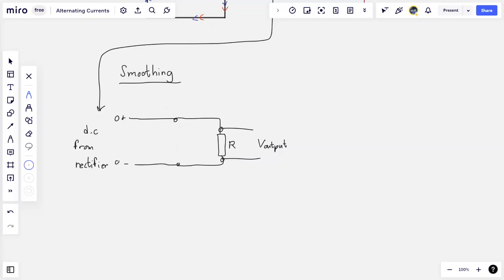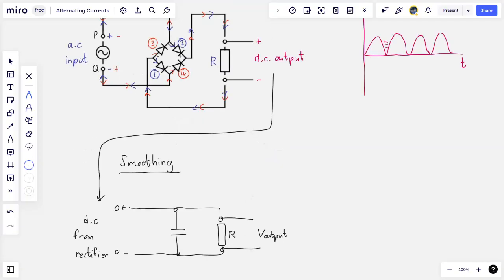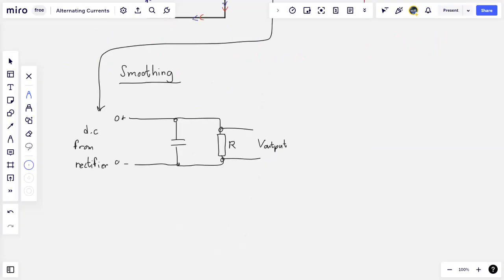I'm going to connect a capacitor across the resistor. So I take this circuit, I look at the DC output, across there I connect a capacitor and then another resistor, another load, my appliance in this case, whatever it may be. Why would I do that? This capacitor has a capacitance C.